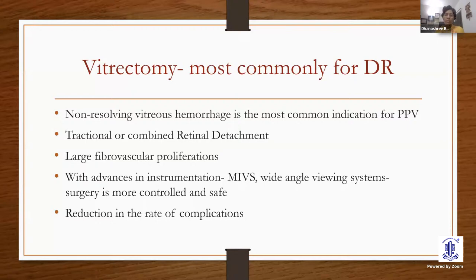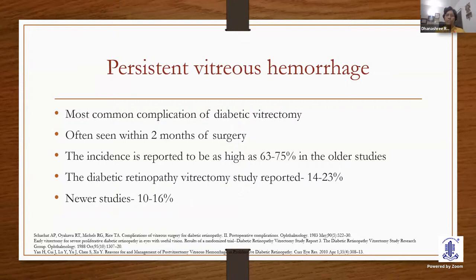Now, in the past two decades, there have been enormous advances in instrumentation, such as MIVS and the wide-angle viewing system, which has made the surgery controlled and safe. And thus, it has reduced the rate of complications drastically. Having said that, persistent vitreous hemorrhage is the most common complication of diabetic vitrectomy. It is often seen within 2 months of surgery.